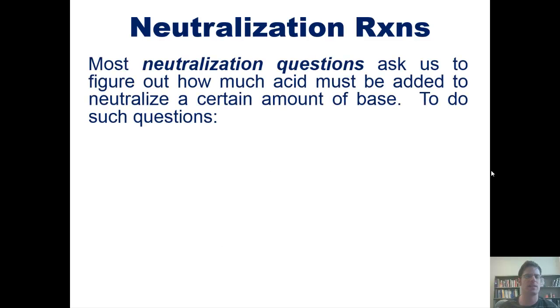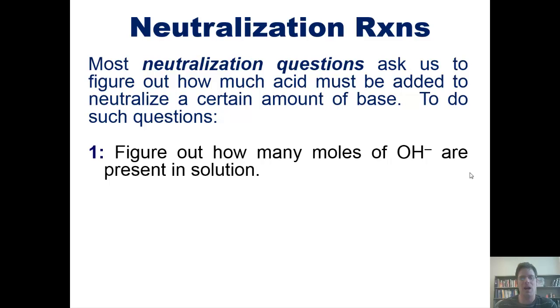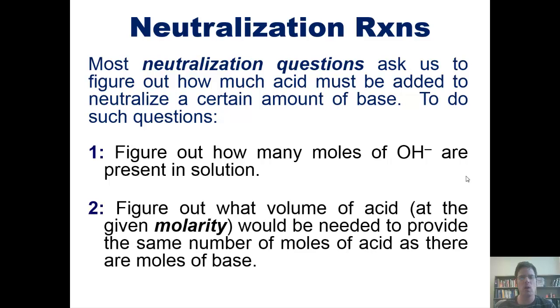So most neutralization questions ask us to figure out how much acid must be added to neutralize a certain amount of base. To do these questions, first, figure out how many moles of hydroxide are present in the solution. Next, figure out what the volume of acid at the given molarity would be needed to provide the same number of moles of acid as there are moles of base. And that's pretty much it. Let's take a look at a problem then.